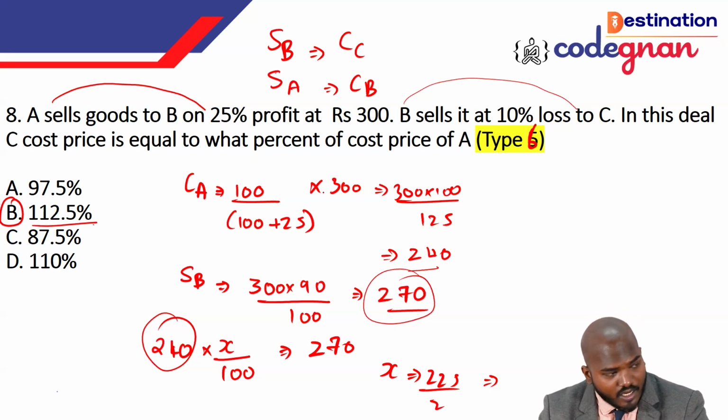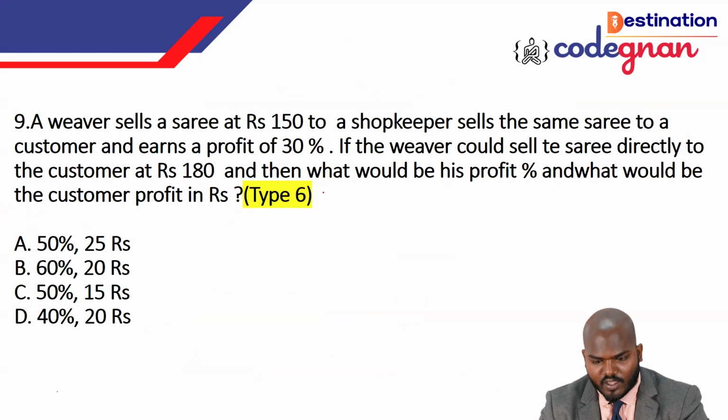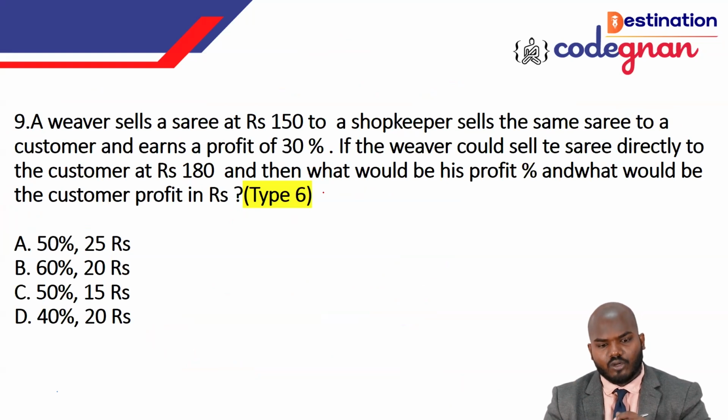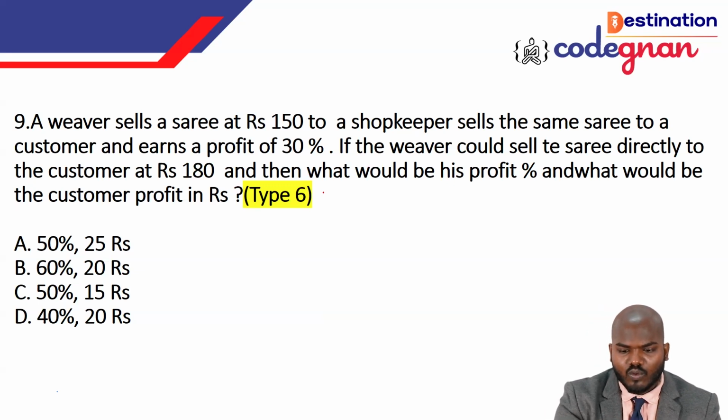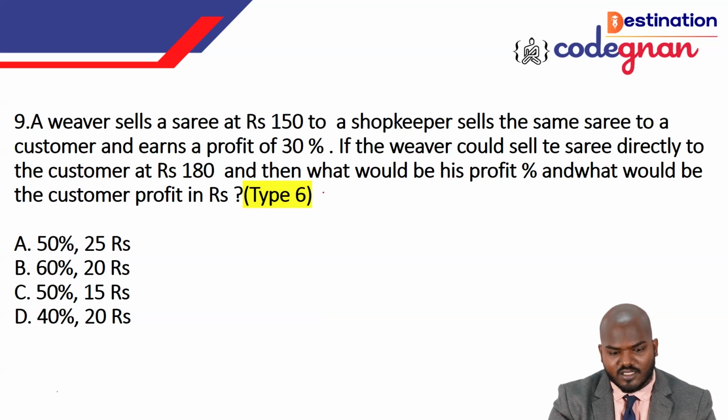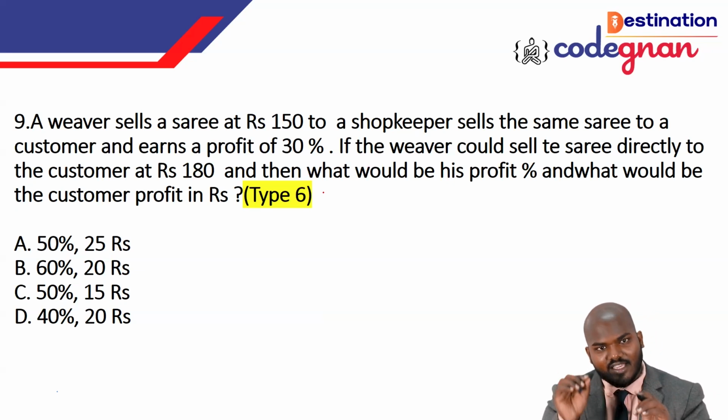Next, I can take up the weaver question. Just read this question very carefully, guys. The weaver sells a sari at rupees 150 to a shopkeeper, who sells the same sari to a customer and earns a profit of 30%. If the weaver could sell the sari directly to the customer at 180 rupees, then what would be his profit percentage and what would be the customer's profit? Very easy and difficult too.